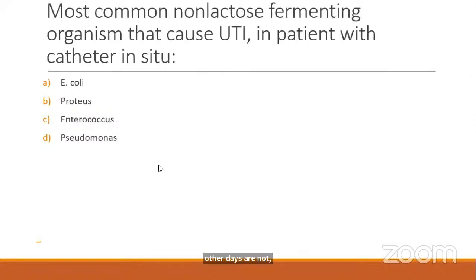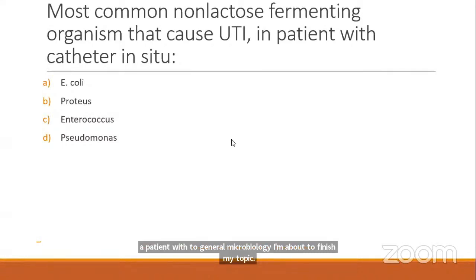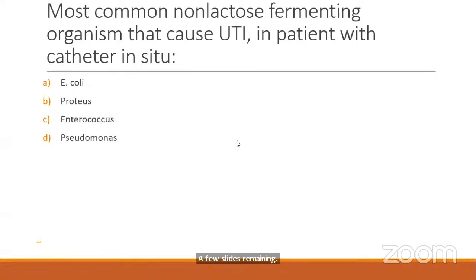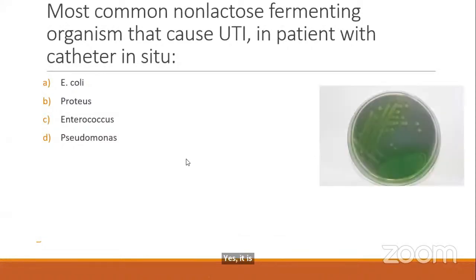Okay, the most common lactose fermenting organism that causes UTI in a patient with a catheter in situ. In general microbiology, I am about to finish my topic. A few slides remaining. Yes, it is Pseudomonas. Pseudomonas is the pathogen responsible for biofilm formation. It's notorious. You can see greenish pigmentation, especially blue-green pigment in Pseudomonas aeruginosa. It is typical. This is a nutrient agar plate showing diffusible green pigment.